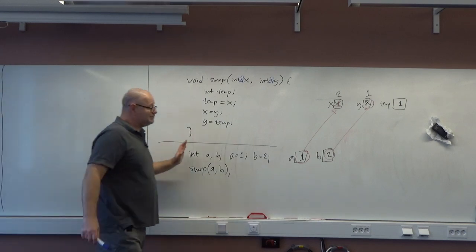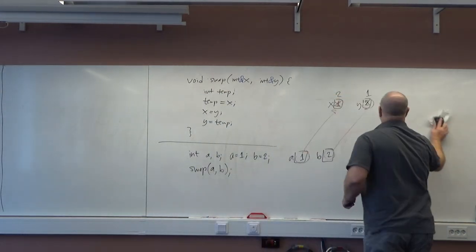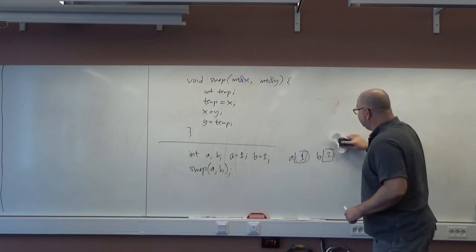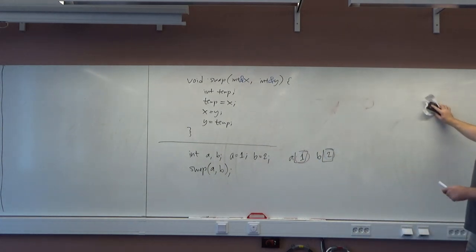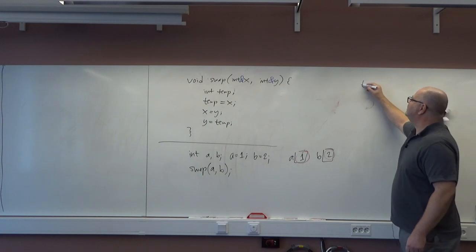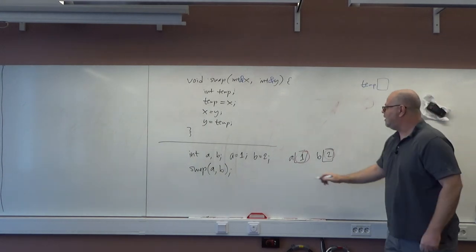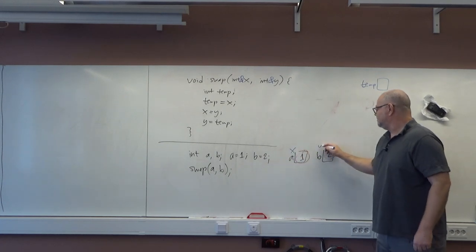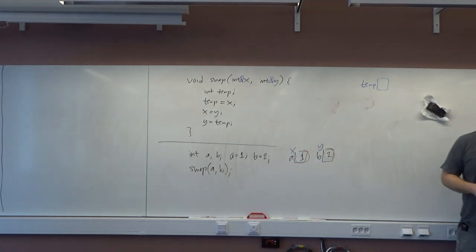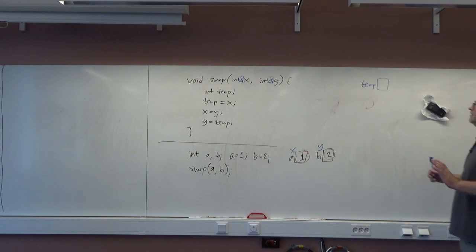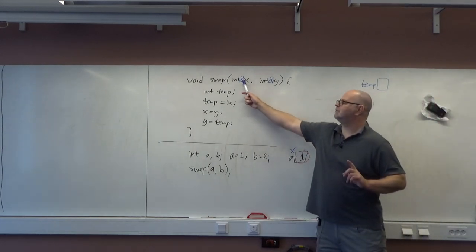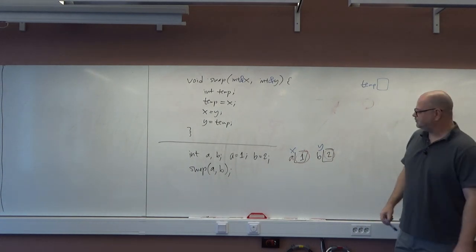So what happens then? Well, I will still have my A and B. And up here, I will still have temp. But now, X and Y are aliases for A and B. They are references to A and B. It might be implemented using pointers, but that is not necessary. So don't think of these references as pointers. Think of them as aliases.